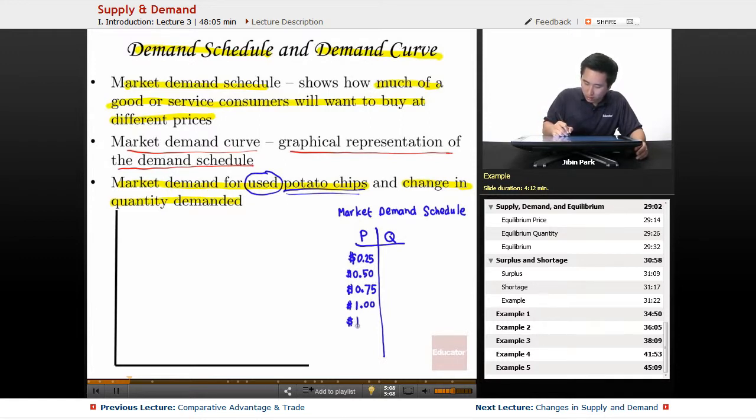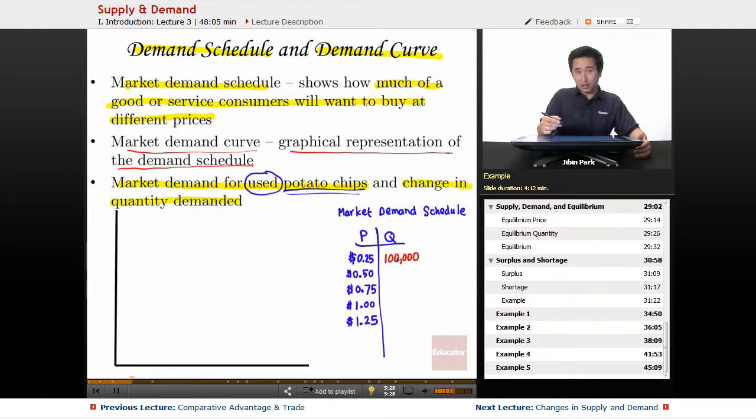And then you have $1.25. Now again, let's look at the market, the entire market in the United States. So what would the quantity demanded be at 25 cents? We're creating a hypothetical set of numbers here, so let's go ahead with 100,000.